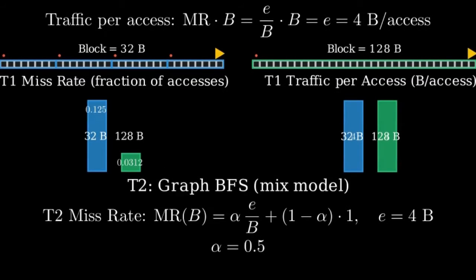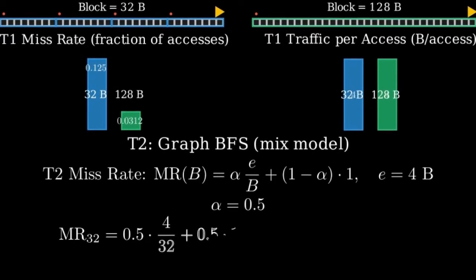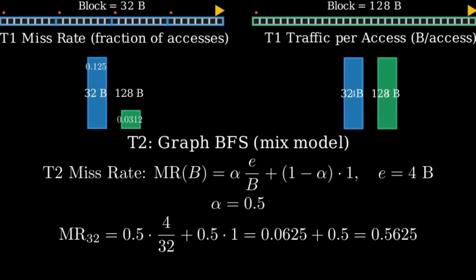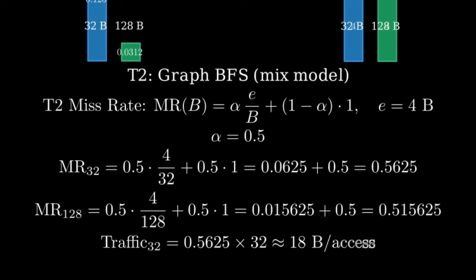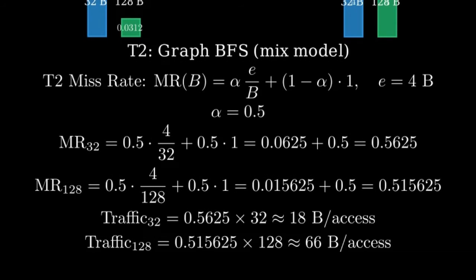Using alpha equals 0.5, we get for 32 bytes MR equals 0.5 times 4 over 32 plus 0.5 times 1 equals 0.5625. For 128 bytes, we get 0.5 times 4 over 128 plus 0.5 times 1 equals 0.515625. Bandwidth per access equals MR times B. That is about 18 bytes per access for 32-byte blocks, and about 66 bytes per access for 128-byte blocks. The larger block wastes much more bandwidth on the random part.